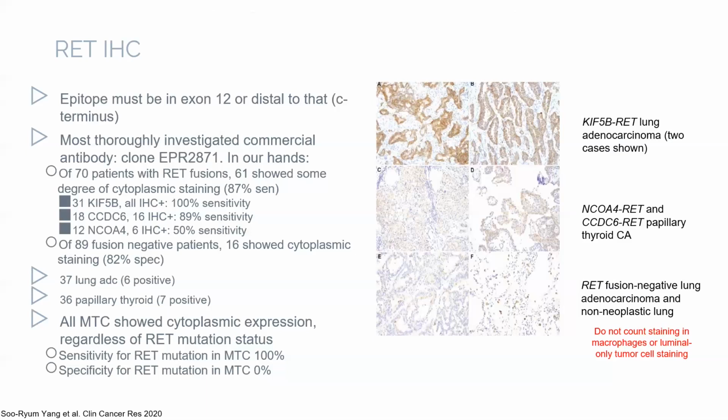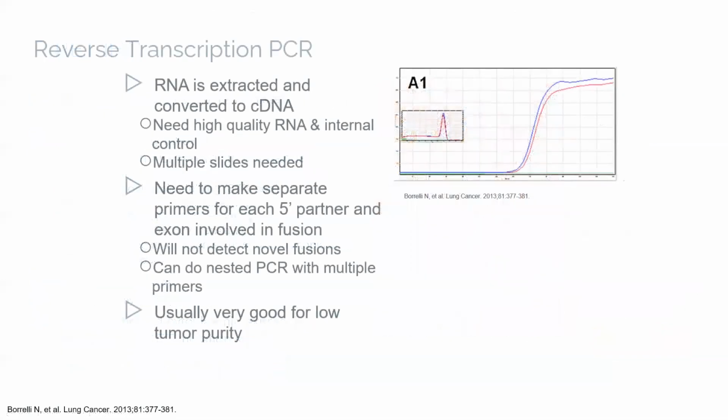KIF5B RET fusions often showed very strong cytoplasmic RET staining and expression, while NCOA4 and CCDC6 RET fusions were weaker. If only macrophages or luminal only staining patterns were present, then we did not count these as positive. They were counted as negative because we found these to be very nonspecific.